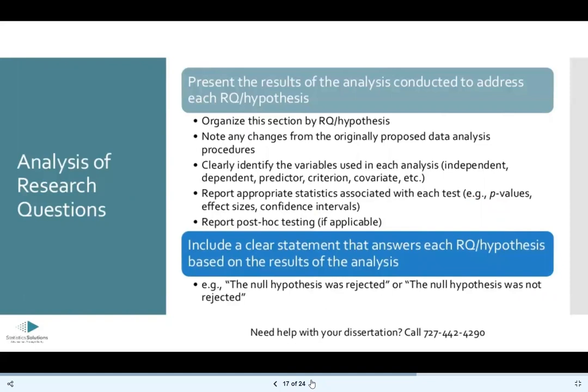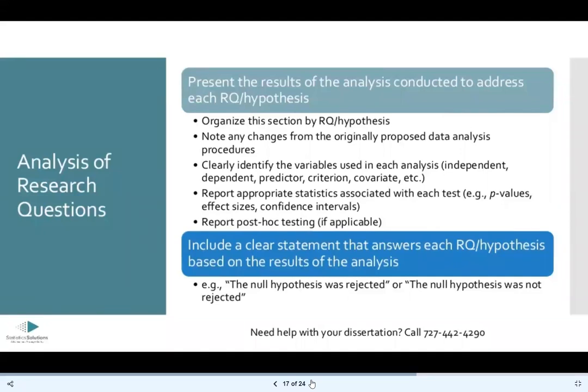So once you've done all of that, it's finally time to present the results. We've just been setting up the reader to see, we already talked about why our study is important, how we're conducting our study. We talked about our data collection, our sample, our population, the type of test we wanted to run, and now we can finally get to the point and talk about what our results are.